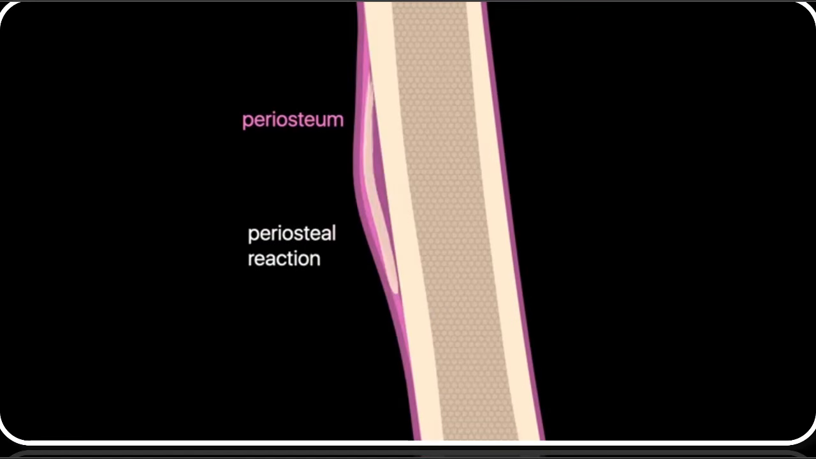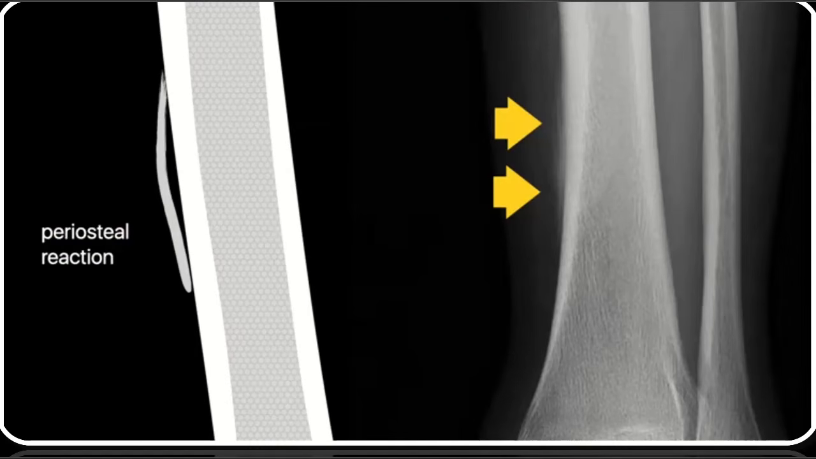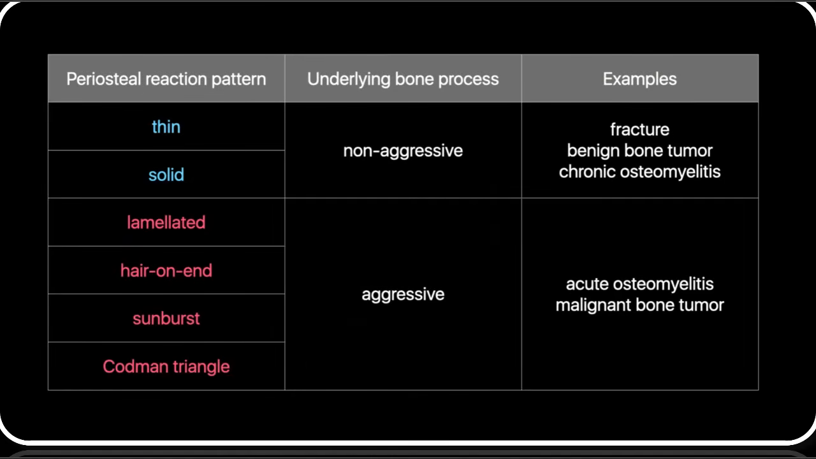When cortical bone is insulted and the periosteum is torn, stretched, or inflamed, a periosteal reaction may occur and lays down a new layer of bone that's often visible on radiographs. In this example, the yellow arrows show the subtle periosteal reaction as seen on a radiograph. The periosteal changes tell you something about what's going on, like a fracture, infection, or tumor. The periosteal reaction pattern tells you about the underlying bone process.